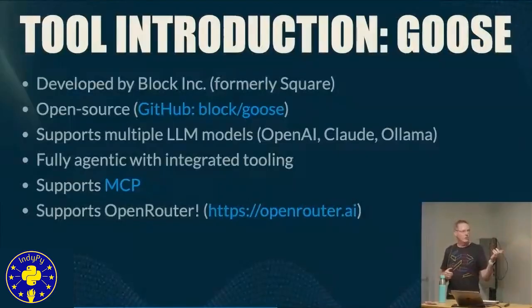It does support multiple LLM models. You can bring your own, just like Aider. You can tell it to use local models with Ollama or anything running on your local machine, plus all the Google models, all the Claude Anthropic models, all the OpenAI models, they're all available to you as well. It is fully agentic, so that's kind of the big difference between Aider and Goose. It supports MCP, and it supports OpenRouter.